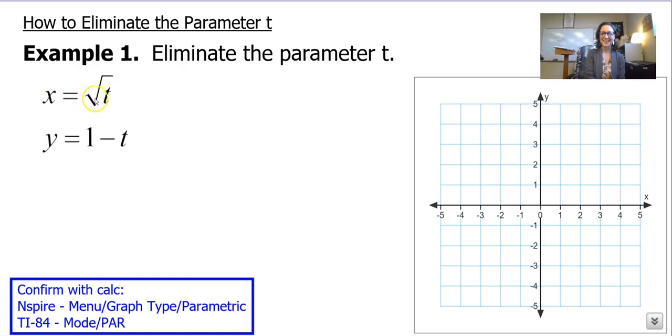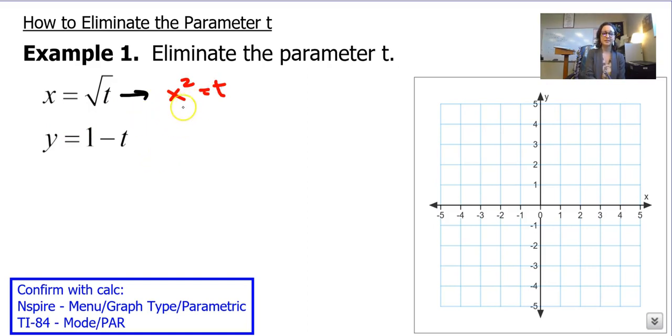Sorry, and then do a substitution, okay? So if I want to get t by itself in that top equation, what would we do to both sides? We're going to square both sides. So if I square the left side, I'd get x squared. If I square the right side, I would just get t.